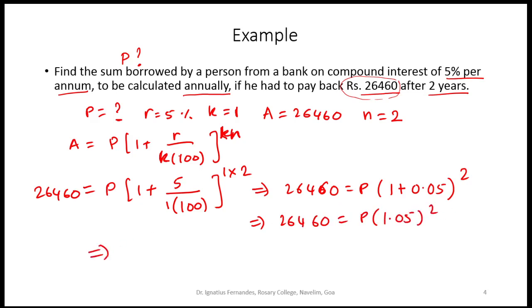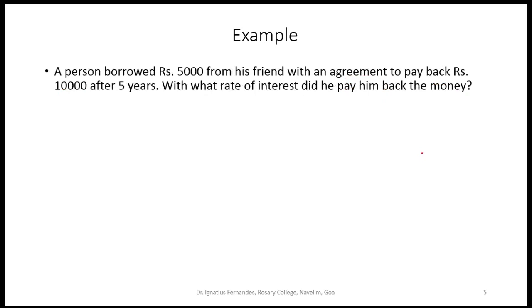So if I want P, I have to just cross multiply this. P will be equal to 26460 upon 1.05 raised to 2. So if I use a calculator, this will come to 24,000. So the amount that was borrowed is rupees 24,000, for which he had to pay back, in 2 years, 26,460 at 5% per annum. Let us go to the next example.